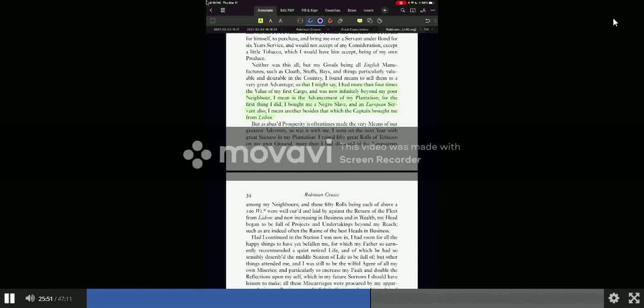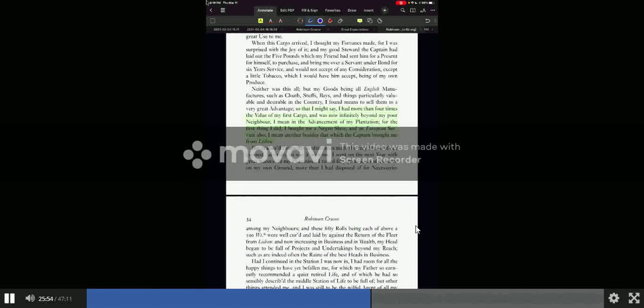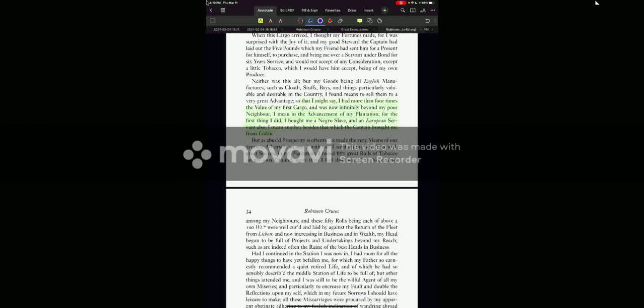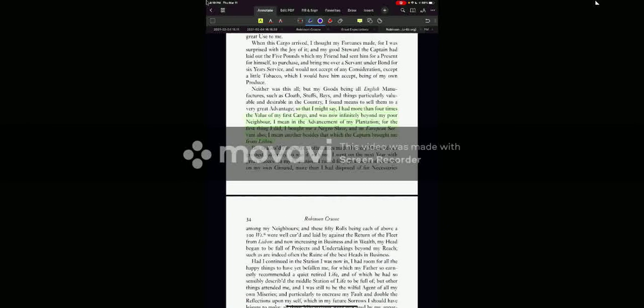Of slavery, here we can see Robinson says, so that I might say I had more than 4 times the value of my first cargo, and was now infinitely beyond my poor neighbor. I mean, in the advancement of my plantation, for the first thing I did, I bought me a Negro slave and a European servant also. I mean, another besides that which the captain brought me from Lisbon.